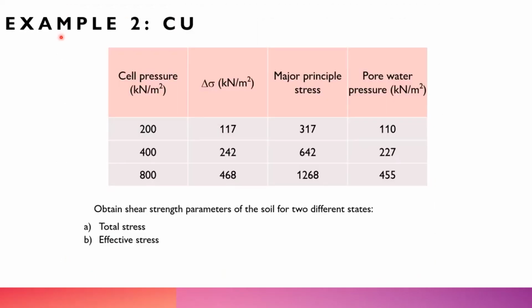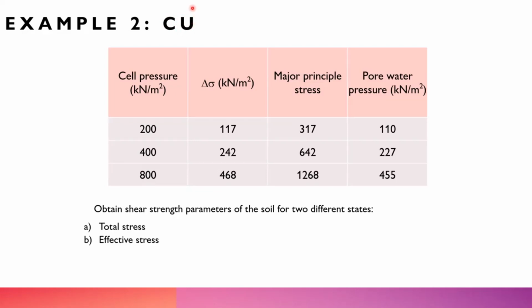Now let's move to example 2. For example 2, the question is related to the consolidated undrained test. Remember, when it comes to consolidated undrained, which is the CU test, in the first stage, during consolidation, the drainage valve is open, so the water is allowed to drain out from the specimen. Therefore, the specimen is consolidated, so it comes C here. And during the second stage, the loading is applied in undrained condition where the drainage valve is closed.